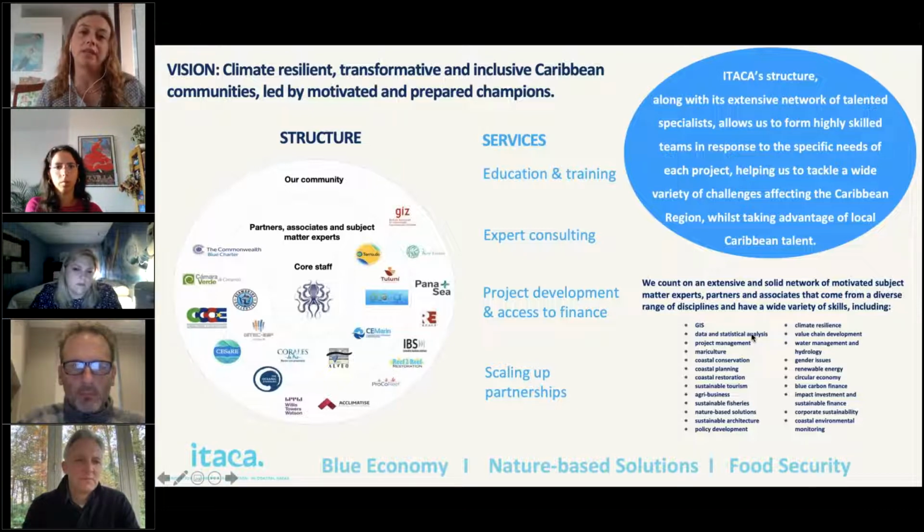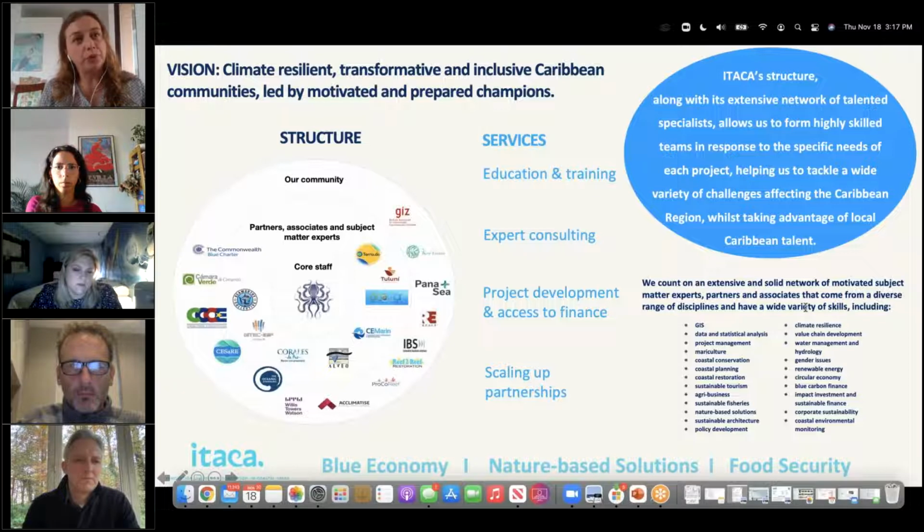So the main services that we're focusing on at the moment are education and training, expert consulting, what we call project development and access to finance, which is really helping startups, companies, and project developers refine the proof of concept of projects that they would want to find finance for, and help them do a matching of finance with international sources. And then what we call scaling up partnerships, which is basically when we manage to support an actor accessing finance for a very interesting climate resilient solution, we try to then see how we can work with that organization to replicate that in other parts of the region.